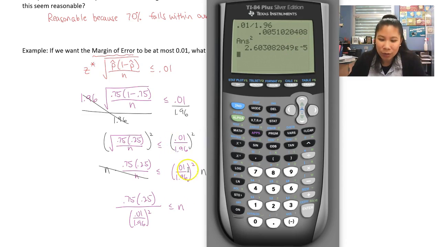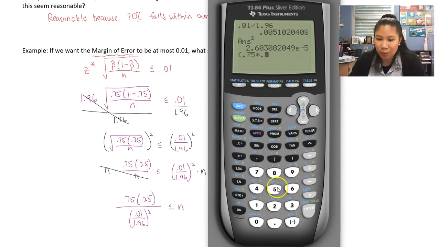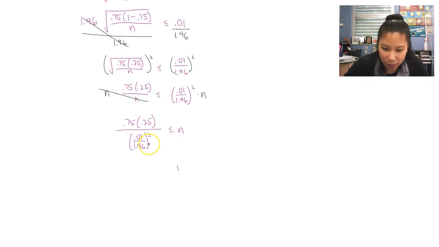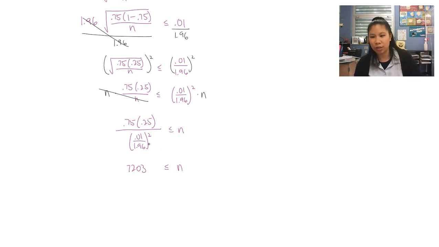After we square it, we wanted to divide the 0.75 times 0.25 by that number. So I'm going to type it as 0.75 times 0.25 in parentheses, so that I can multiply that first, divided by that crazy number. Hit enter, I end up with 7,203 for n. So that means n has to be greater than or equal to 7,203. So keep in mind, it's a greater than or equal to sign for the n.